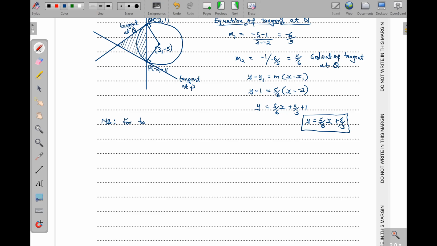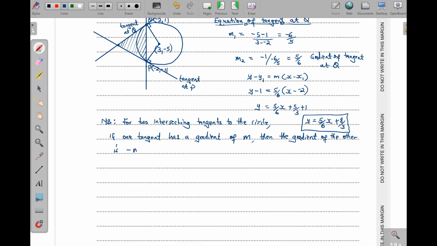For two intersecting tangents to the circle, if one tangent has a gradient of m, then the gradient of the other is -m. This one is very, very important.